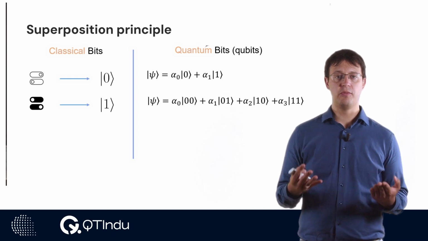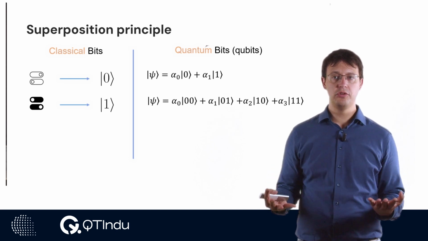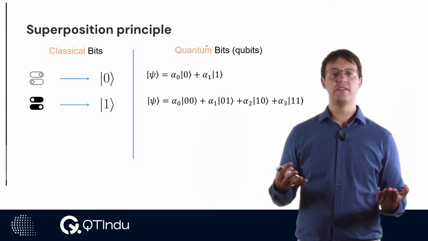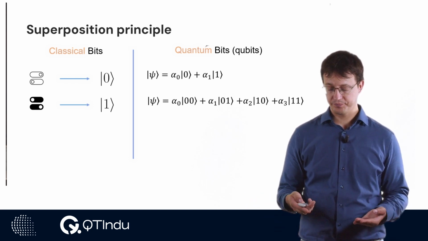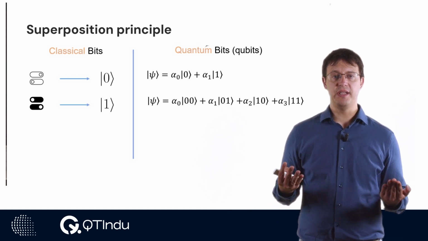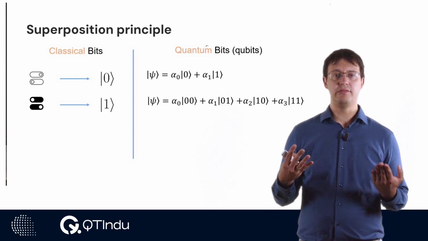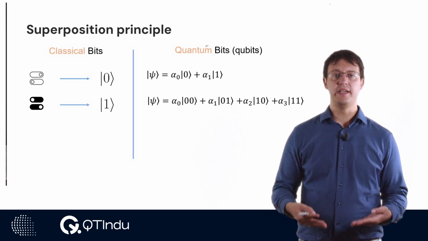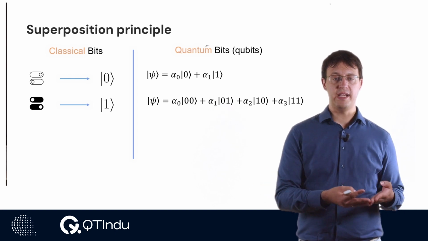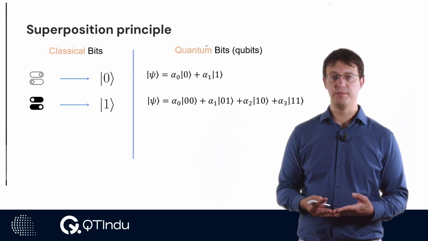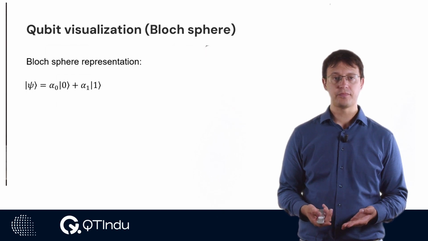If we now go from 1 qubit to 2 qubit states, we need to add 2 more parameters to describe the state. These are the parameters alpha 0, alpha 1, alpha 2 and alpha 3. And all these describe the amplitude to capture one of the 4 possible basis states.